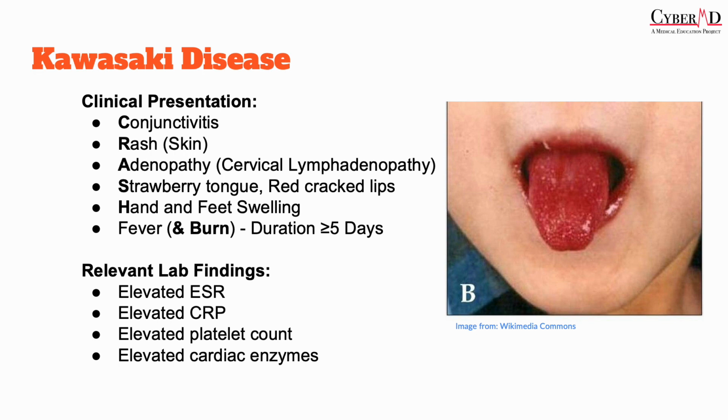The disease is characterized by a fever that lasts for at least 5 days and is typically unresponsive to antibiotics or antipyretics. Other common symptoms include conjunctivitis, mucosal changes such as cracked lips or strawberry tongue, skin rash, lymphadenopathy, and swelling or redness of the hands and feet. In some cases, Kawasaki disease can lead to complications such as coronary artery aneurysms, myocarditis, pericarditis, and arthritis. It's easy to remember the clinical presentation by using the mnemonic displayed on the slides, CRASH and BURN.